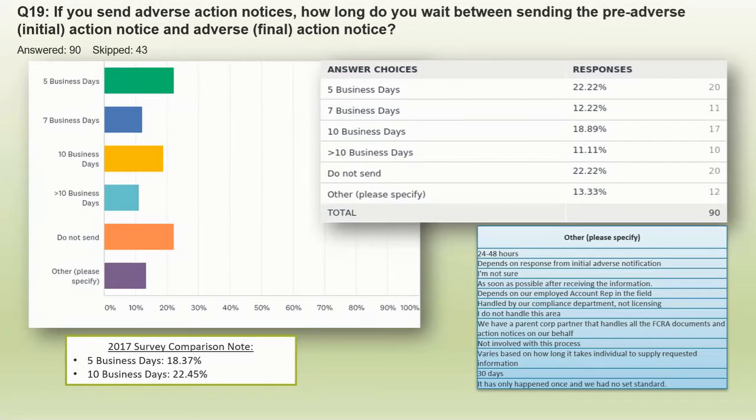But if you look, even in the other please specify responses, many of the responses are, I don't handle this area, I'm not sure. It depends on our employment, the account rep in the field. I'm not involved in this process. So you take those types of answers and you layer them in across the 85 and the 80 and the other percents that we saw in previous slides. And I believe it starts to explain the delta between the overall amount and the amount that, in my experience, are probably closer to compliance than they think, with a handful of outliers.